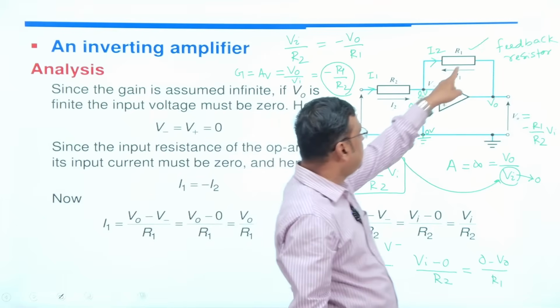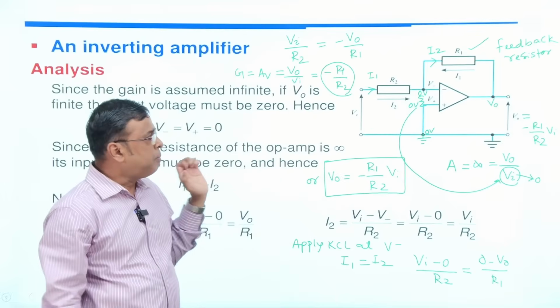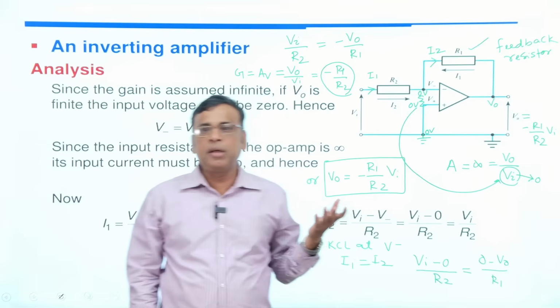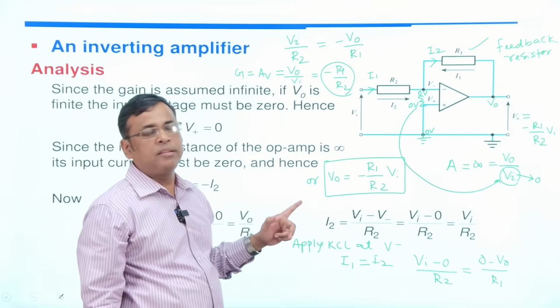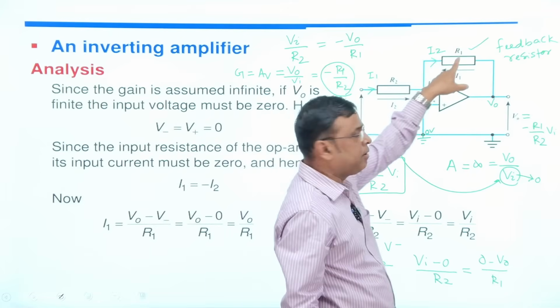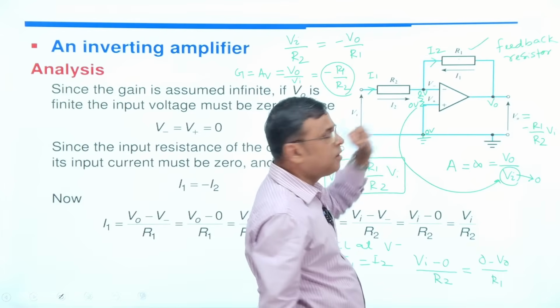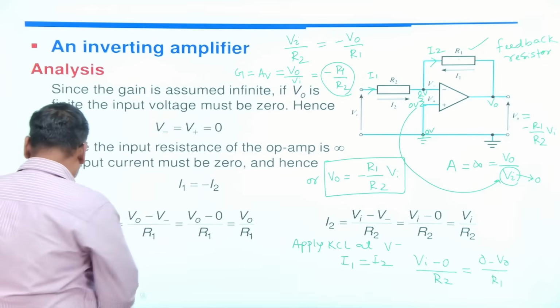That means minus of the feedback resistor, whatever the value of the feedback resistor, R1 by R2. Already we have discussed this in lecture 1 of operational amplifier. So the inverting amplifier gain is minus R1 by R2. Gain of the non-inverting amplifier is 1 plus R1 by R2. Remember that R1 is the feedback resistor. In case of inverting, minus this resistor by this resistor. In case of non-inverting, 1 plus R1 by R2. So this is all about the inverting amplifier.